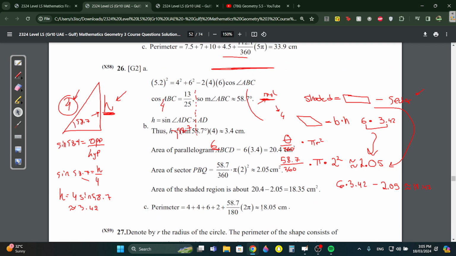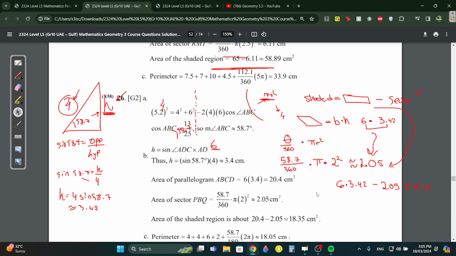80, that's perimeter, 18.35. I think they used it because of significant figures. Let me see. 6 times, they used 3.4, not 3.42. Okay, and then they did 2.05. 6 times 3.4 minus 2.05. Yeah, it's just the significant figures.